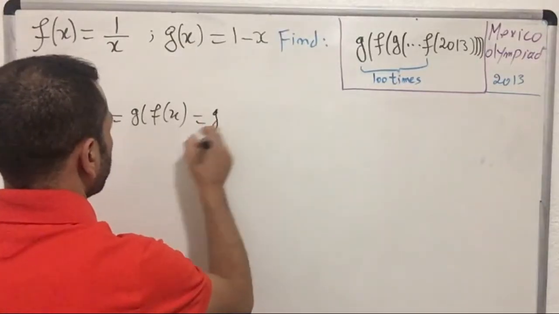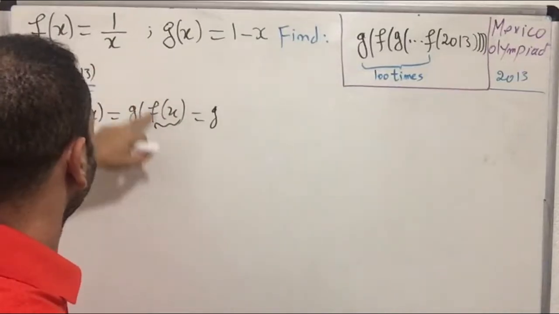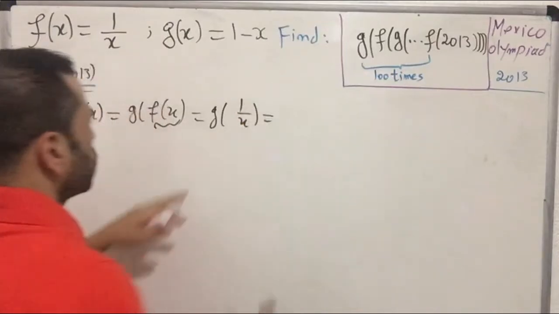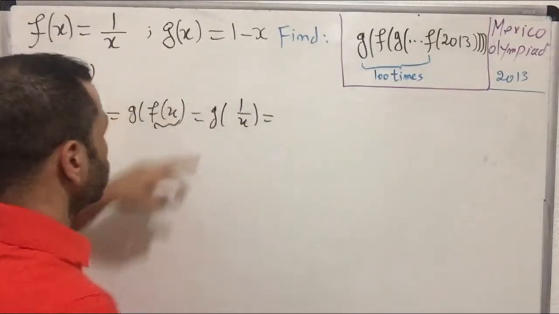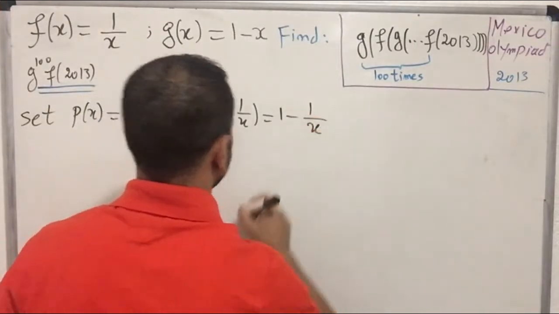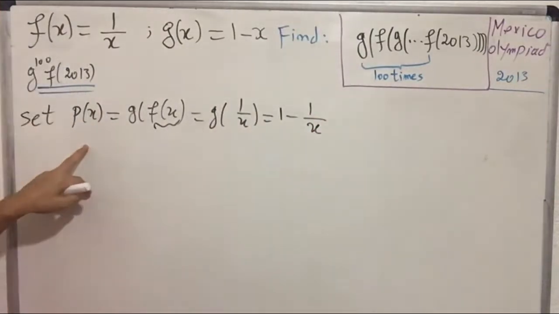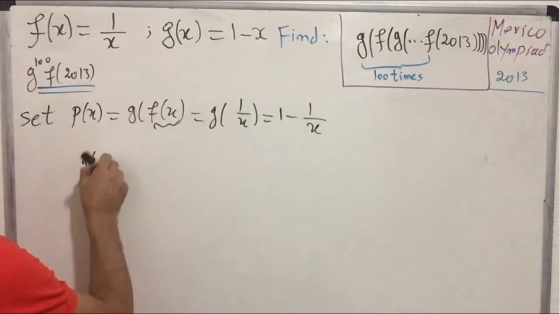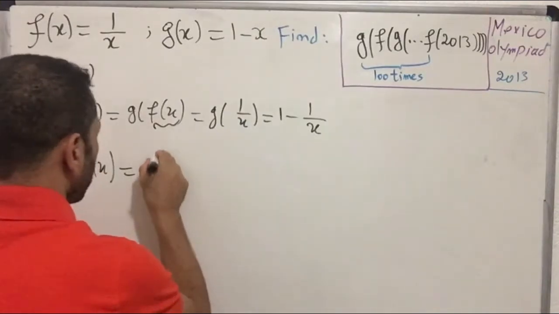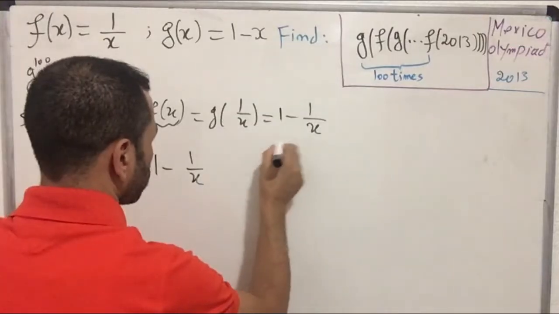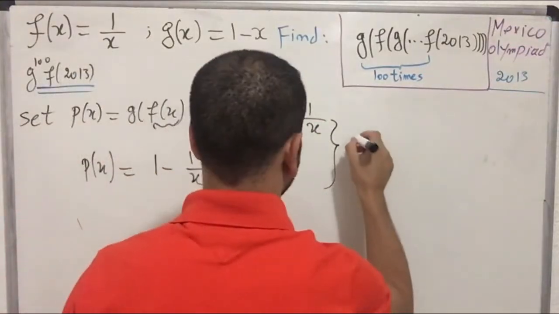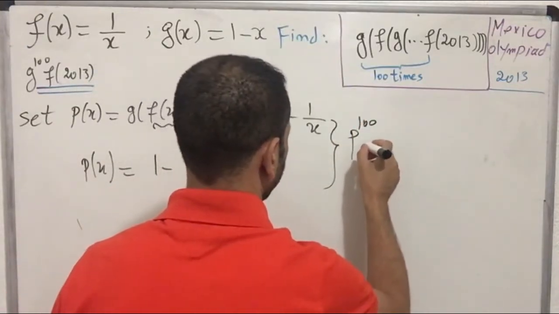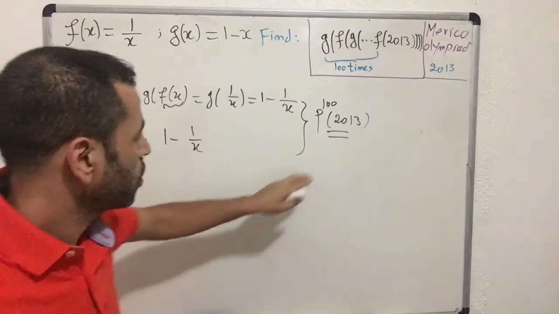So I will have g, and I'm going to replace f of x with its value, which is 1 over x. I'm going to put this into the function g, which is 1 minus 1 over x. So I will have a new function, p of x equal to 1 minus 1 over x. With this I'm going to find the composition of this function 100 times of 2013. This is what's required.